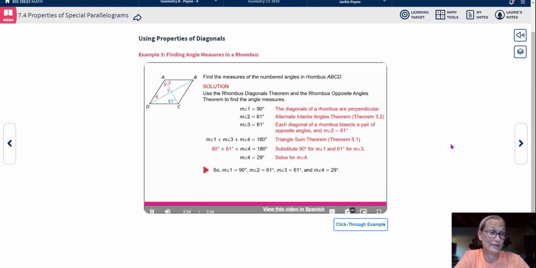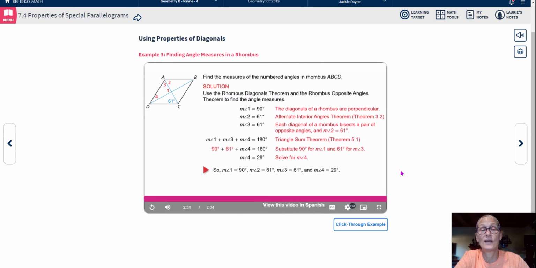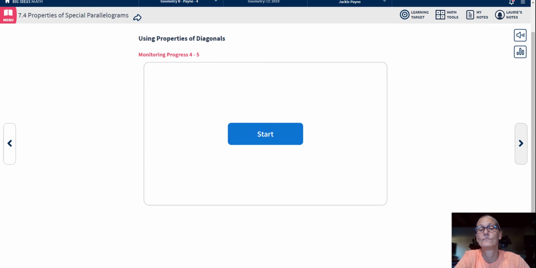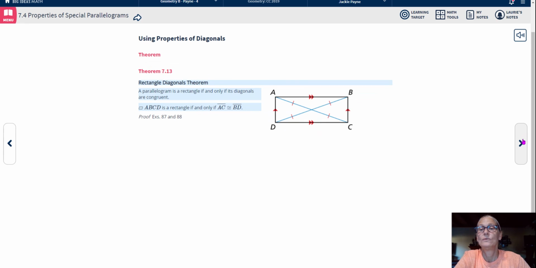So hopefully you can see how we use those corollaries, again, to solve problems. I believe at this point, we are going on to the next theorem. I told you there were 3 corollaries and 3 theorems. So this one is rectangles, diagonals.